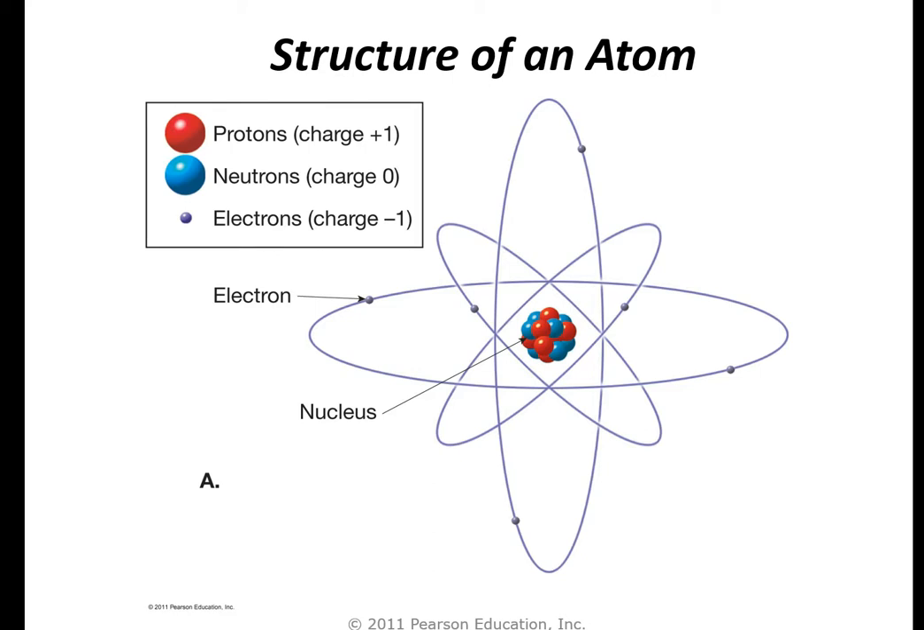So here we see the red are protons. They have a positive charge. Neutrons have no charge, are blue, and orbiting that in their various clouds are the electrons, which have a negative charge.